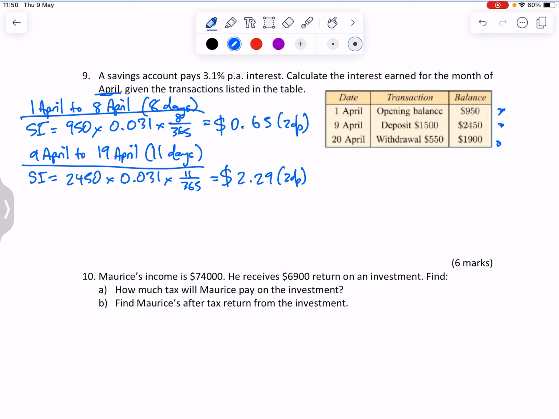So the 20th of... iPad almost fell. 20th April to 30th of April. Count with your fingers. 20, 21, 22, 23, 24, 25, 26, 27, 28, 29, 30. I get 11 days again.